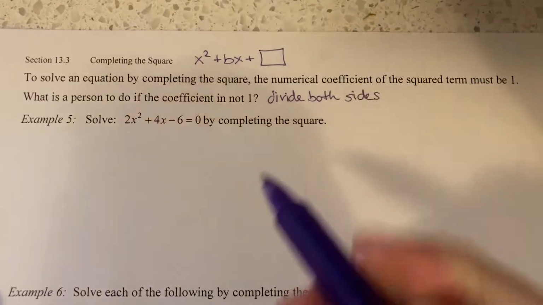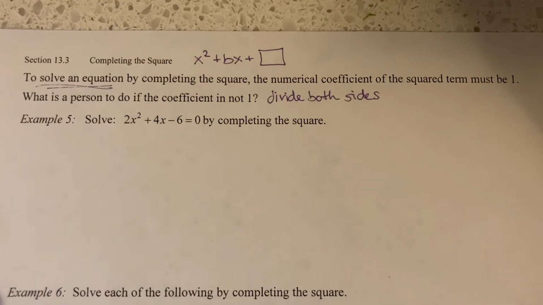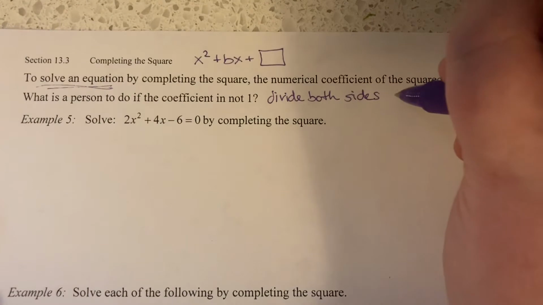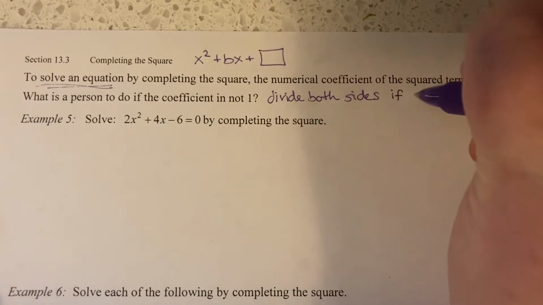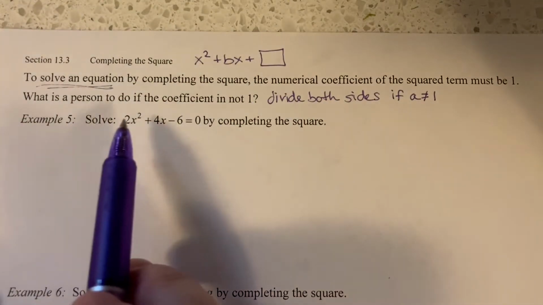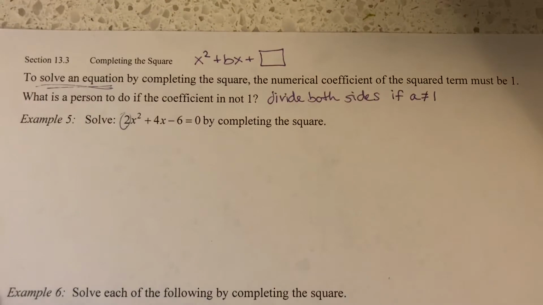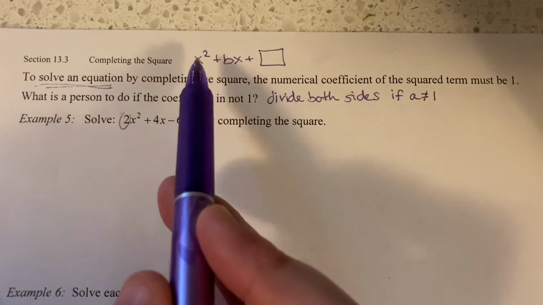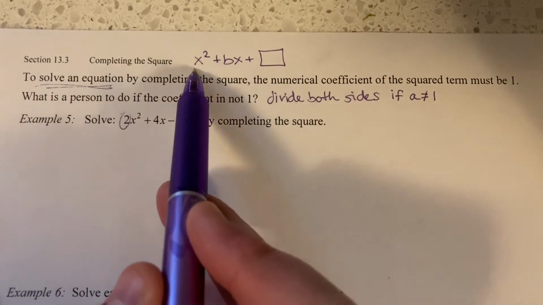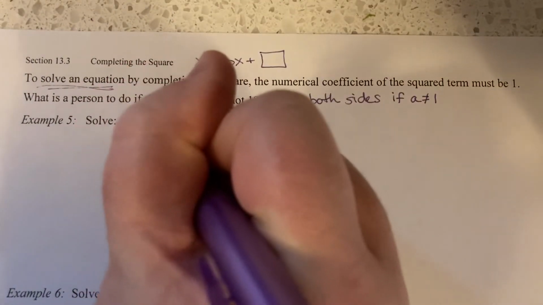When you're solving an equation, you're allowed to do anything you want as long as you do it to both sides of the equation. So I can just divide both sides if a is not equal to 1, by whatever a is, let's get rid of it. Here our leading coefficient is 2, and I don't want it, right? We talked only about what to do if a is 1. So to get rid of this 2, we just divide by 2.